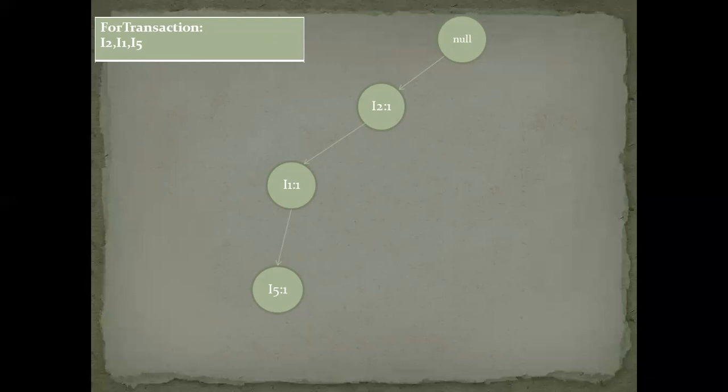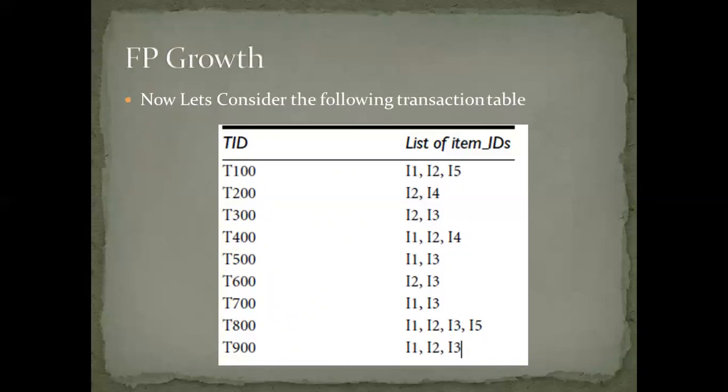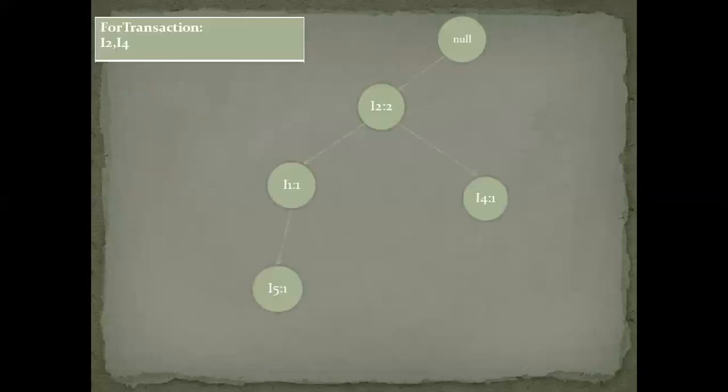The next transaction is T200, which is I2 and I4. We already have the null root node, and I2 is repeated a second time. So we change I2 to 2 and connect I2 with I4 as 1. Why? Because I4 occurs only a single time.